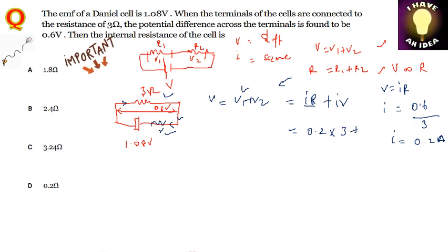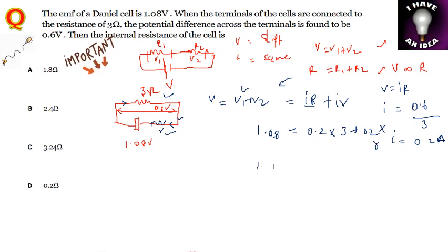Similarly, for this one, the potential across it, the total potential they have given, I just mentioned here is 1.08. Now the potential difference across this one, the total potential they have given here. See, from this one, the current is 0.2, and only the resistance we have to find out here. So I just mentioned here, internal resistance r.